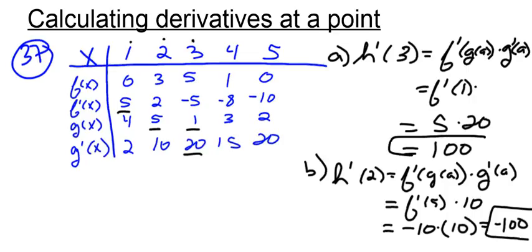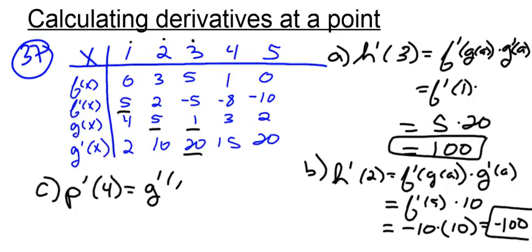So this was A, then we have B. For example, in this homework problem, it now says for C, what is the p prime of 4? So we're going to use g prime of f of a times the f prime of a. These two, h prime and p prime, were described in the beginning of the problem, and this is what they told us to use. So we're going to go ahead, same process.